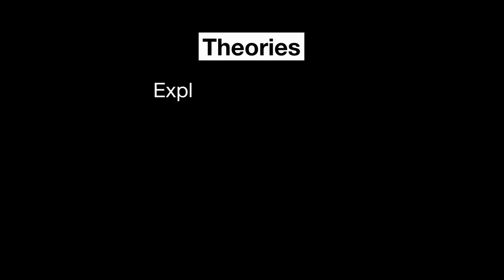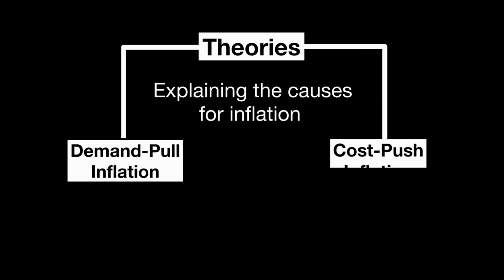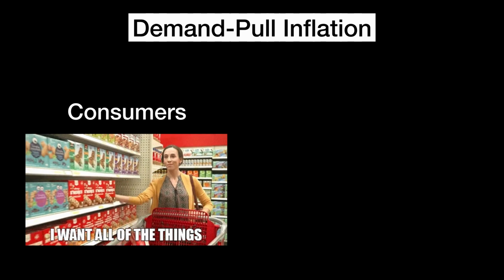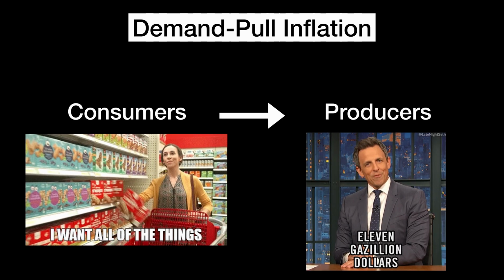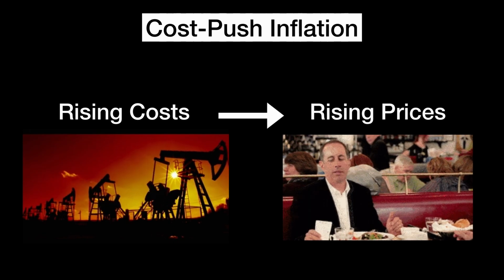There are several theories explaining the causes for inflation. The two most important are demand pull and cost push inflation. Demand pull inflation occurs when demand for goods and services exceeds supply, leading producers to increase prices. Cost push inflation happens when rising production costs, like higher raw material prices, cause producers to raise prices.